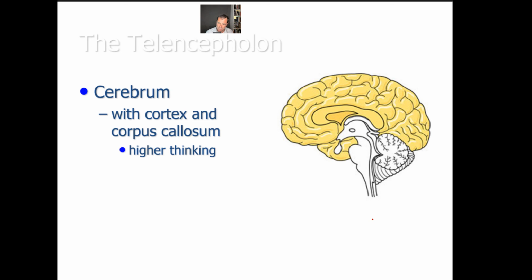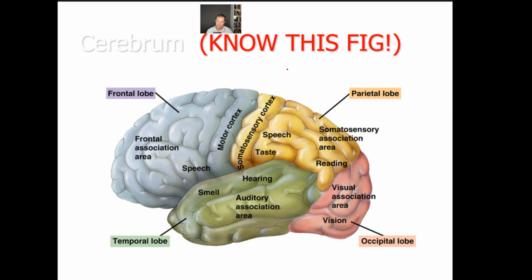Then we have the biggest part of the brain, which is the cerebrum, which is this part here. That's associated with higher thinking. The cerebrum is really what sets humans apart from other animals because of all the different things it can do. So this is a nice generalized map of the cerebrum. This is the major portion of the brain that you see here.